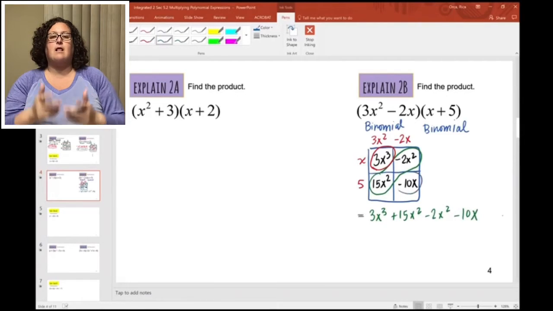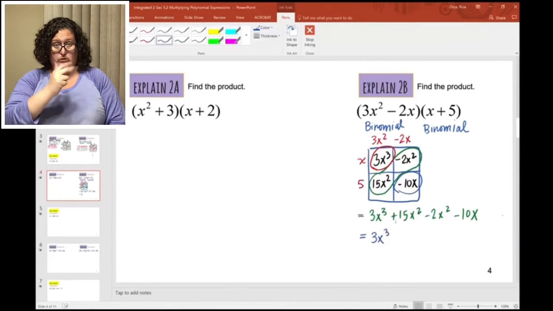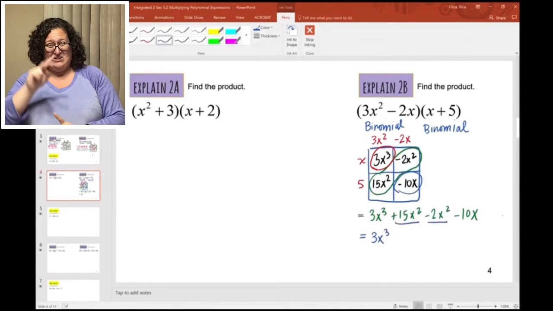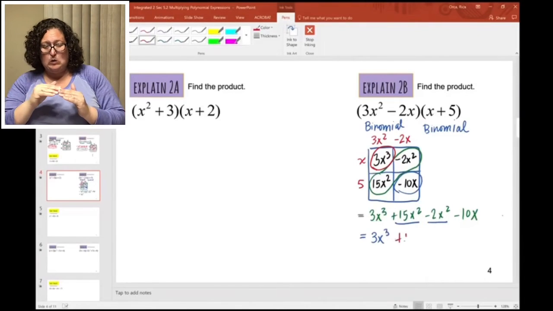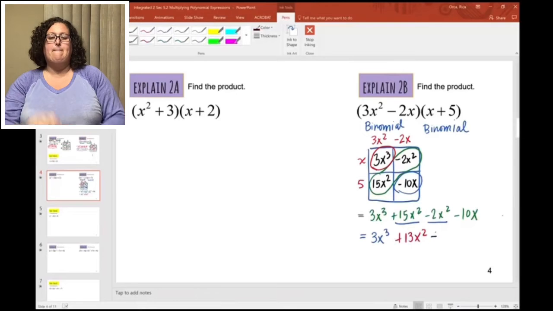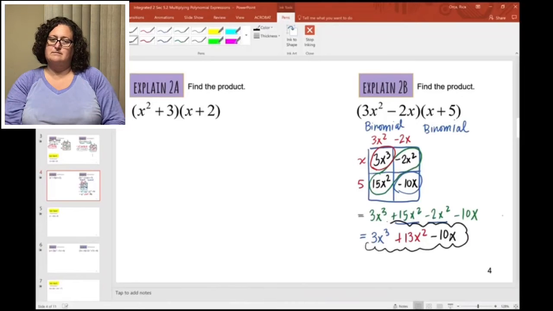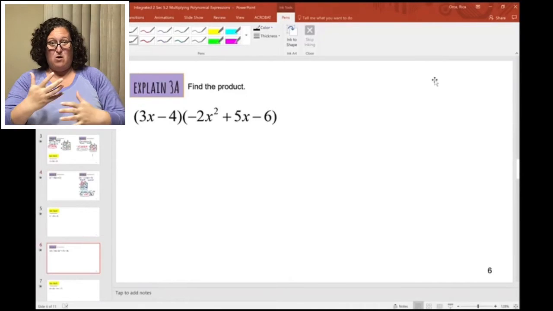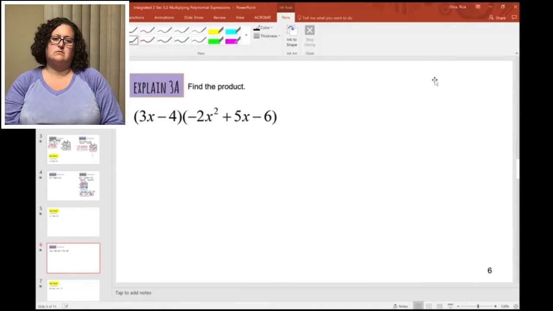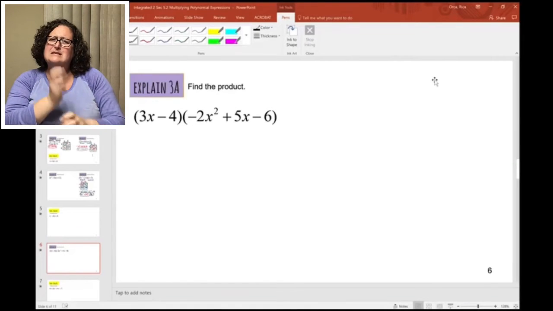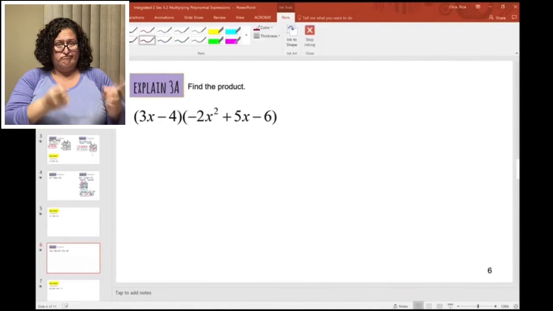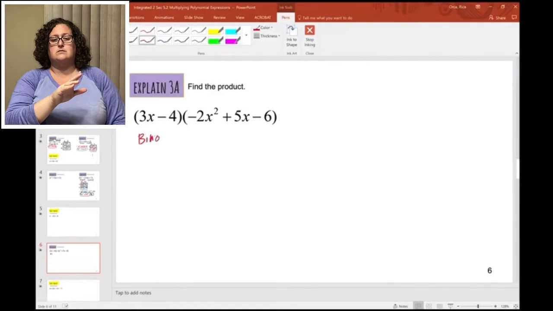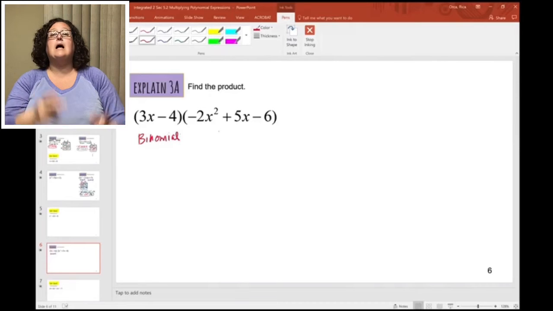Let's combine like terms. That's 3x to the third. 15x squared minus 2x squared is 13x squared minus 10x. And that's our final answer. Let's do one more problem. This time I want to do explain 3a. Notice how this problem's a little difficult because this time we have a binomial times a trinomial.